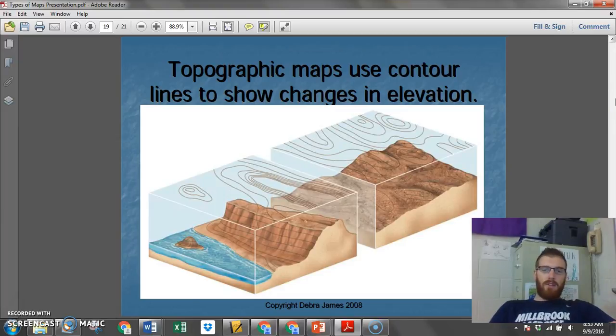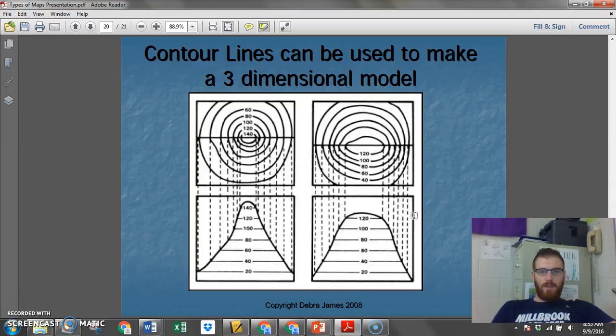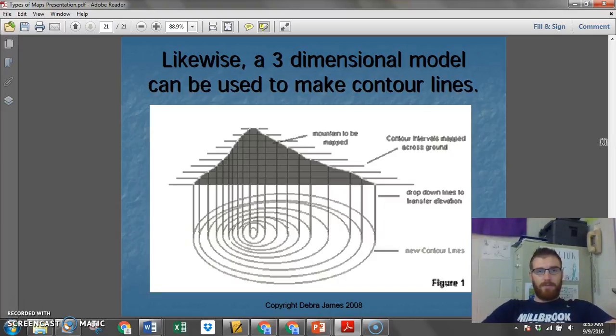Okay, here you can see contour lines of these two structures. Same thing here, and we'll do an activity like this in a couple days where you will be required to make something that sort of looks like this image here. Same as this one. All right, thanks guys.